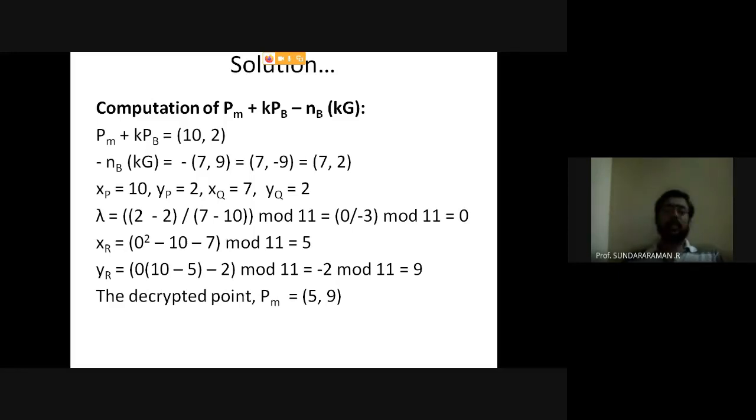And this is how the encryption and decryption processes are happening in elliptic curve cryptography operated in prime field Zp. I hope you have understood this concept of the process of encryption and decryption in ECC over field Zp.